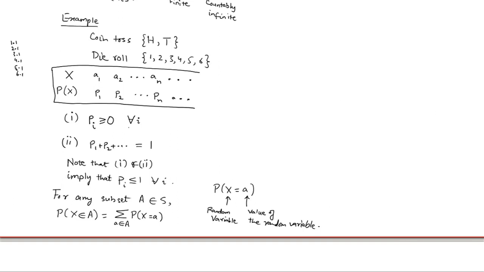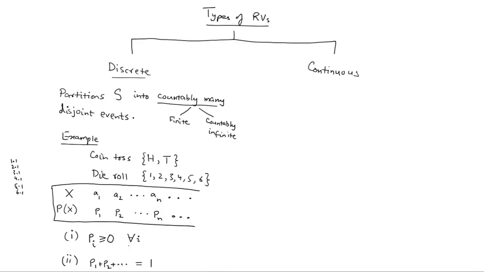So this was discrete random variables. There is another type of random variables which is called continuous.